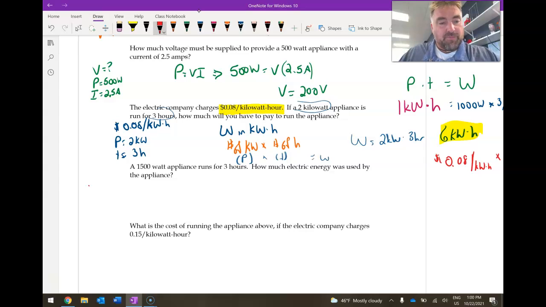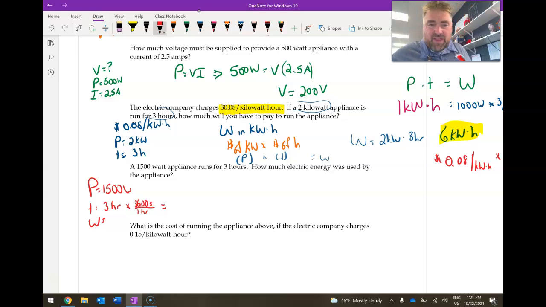We've got a 1,500 watt appliance. So our power is equal to 1,500 watts and a time equal to 3 hours. And how much electrical energy? So W. Now, without it being said, I'm automatically going back to my MKS world, so I need to change my 3 hours into seconds. So I'm going to multiply the fact that there are 3,600 seconds in every 1 hour. And so I'm going to find out that that is, I think, 10,800, but let me just double check that to make sure. So 3 times 3,600, yeah, 10,800. So that's 10,800 seconds.